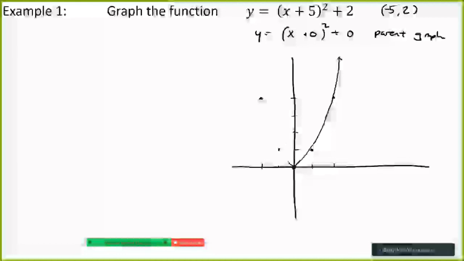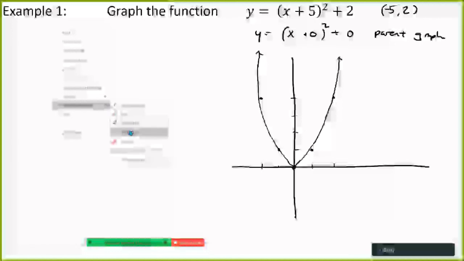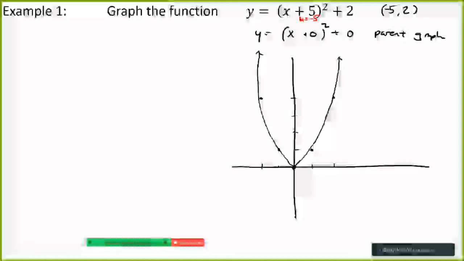So here's the parent. I did the other side with symmetry. And this says my h is -5. So that's kind of like, let me change my color here. Change it to red. So I'm going to take my original vertex and move it over 5 to the left. H is -5, right? So I'm going to drag my vertex over 5 units to the left. 1, 2, 3, 4, 5.